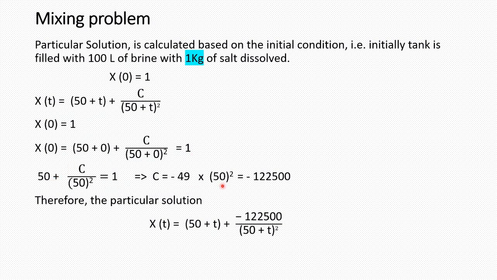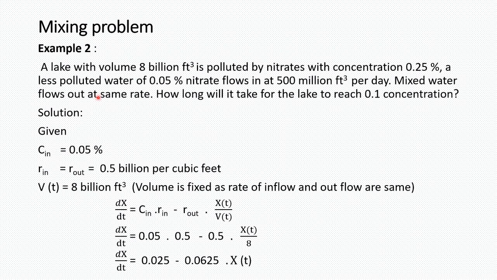Example 2. A lake with volume 8 billion cubic feet is polluted by nitrates with concentration 0.25%. Less polluted water of 0.05% nitrate flows in at 500 million cubic feet per day. Mixed water flows out at the same rate. How long will it take for the lake to reach 0.1% concentration?